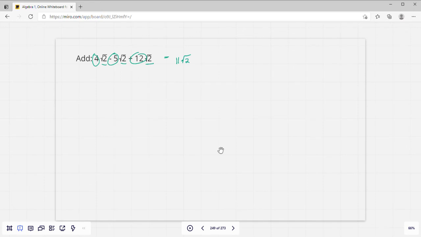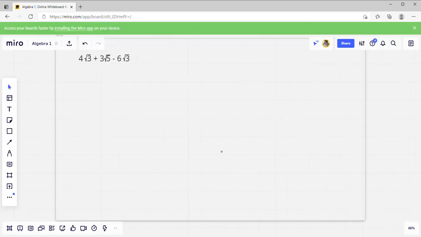All right, let's do another one. Okay, so on this one, we're looking for radicals that have the same number in them. So square root of 3 and square root of 3. The square root of 5 is not the same. It is a different number. See, that's different from those. So it's not a like term.